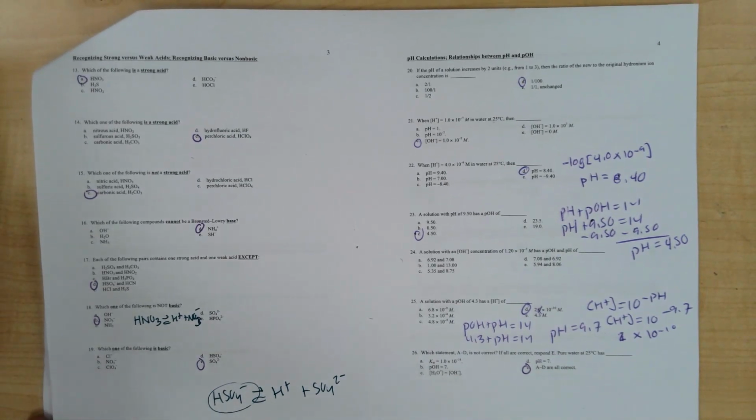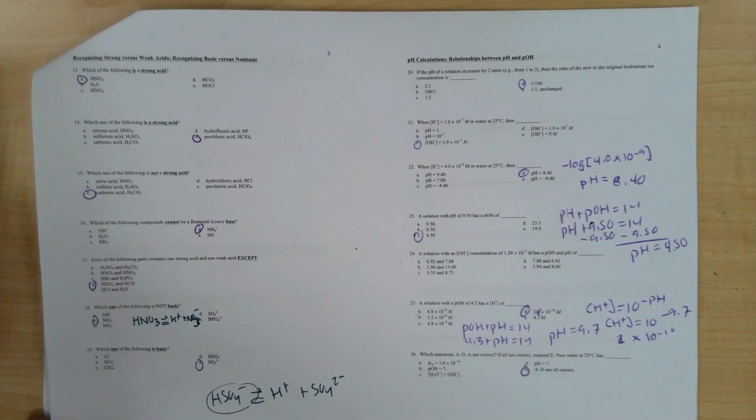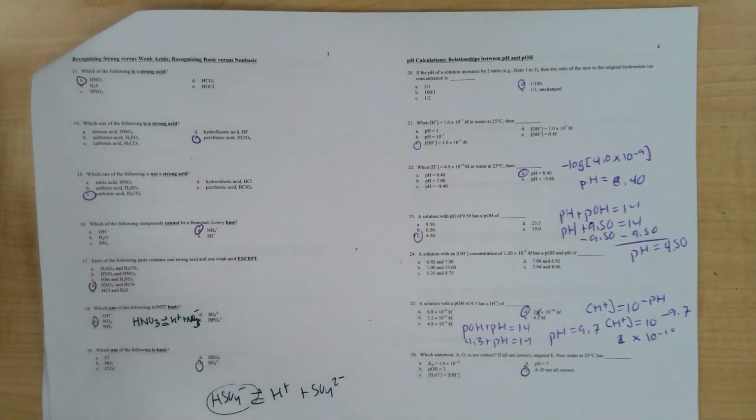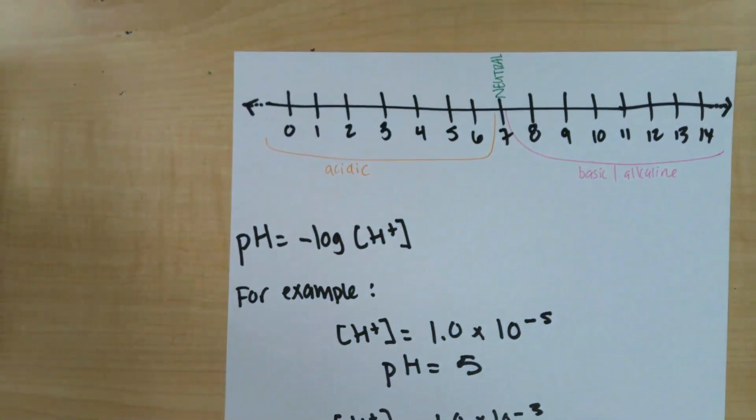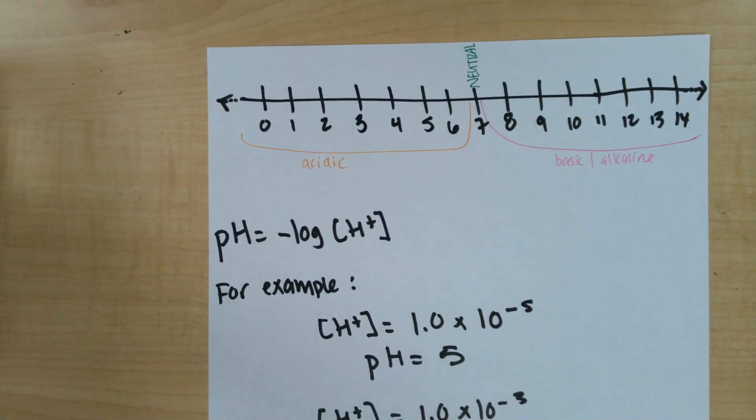The first one gives us a perfect opportunity to review the pH scale before we even start. Because it asks, if the pH of a solution increases by 2 units, so for example going from 1 to 3, then the ratio of the new to the original hydronium ion concentration would be which of the following. So this is the same kind of scale that I gave you guys on the board when we reviewed this in class, but this is our pH scale.